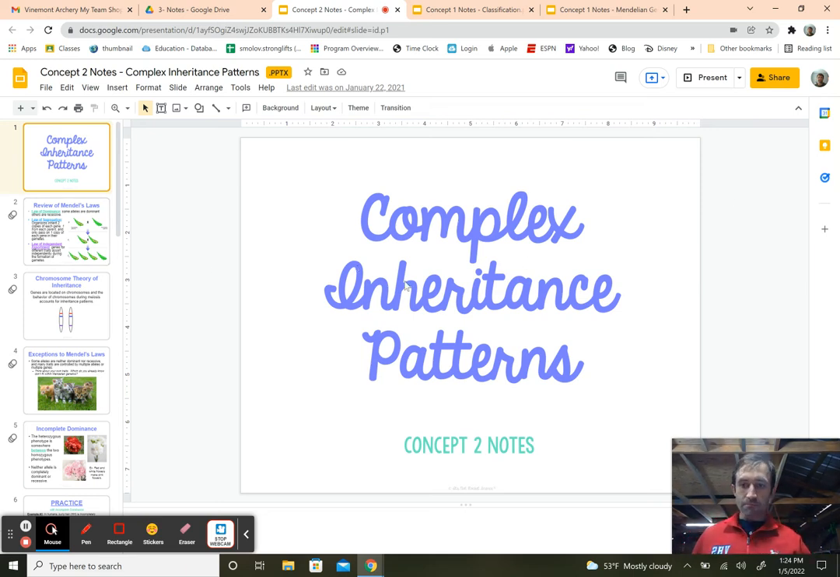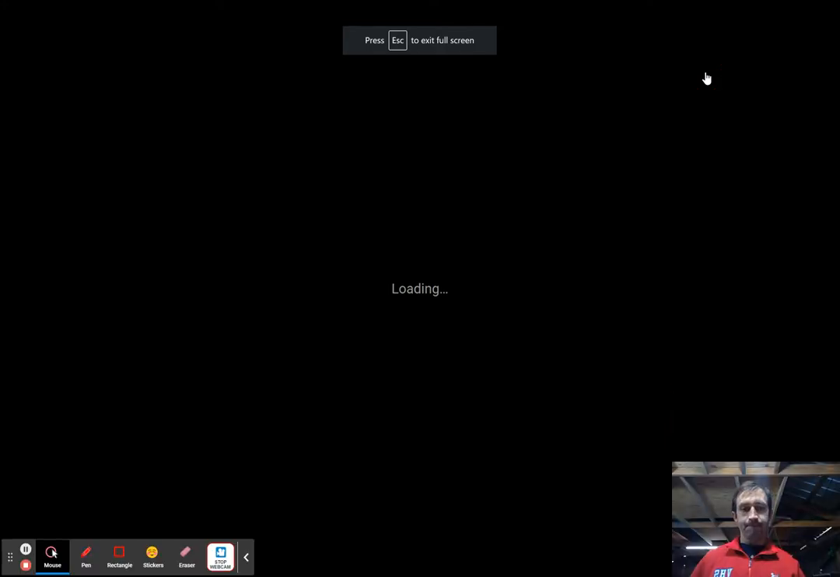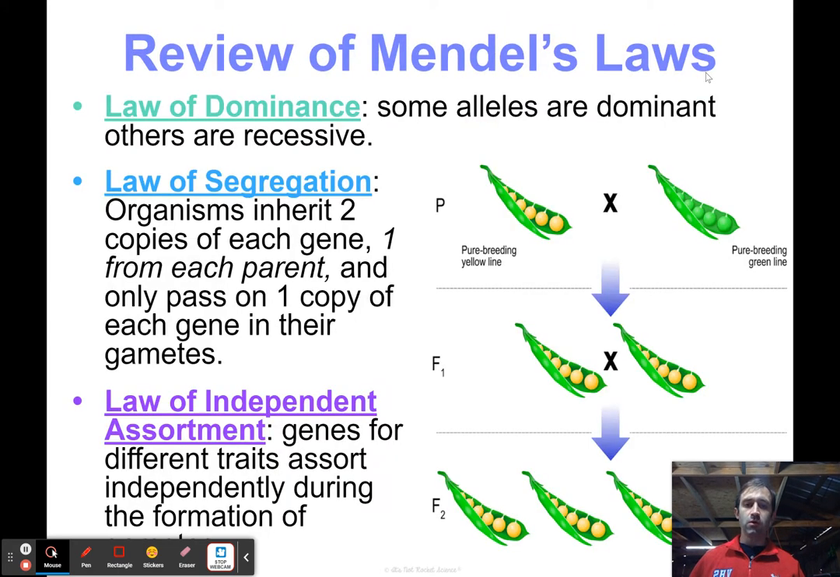Here we go. All right. Complex inheritance patterns. Okay, review of Mendel's laws. We had the law of dominance, which is what we went over yesterday. That was monohybrid crosses that we did yesterday, and what we did today was the dihybrid cross, which is a case of dominance. The law of dominance: some alleles are dominant to others.